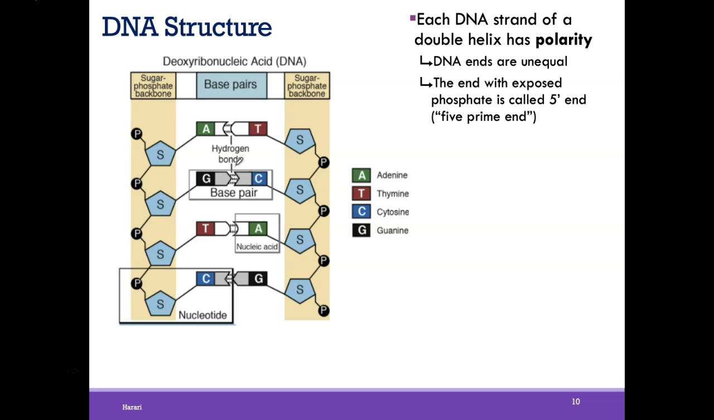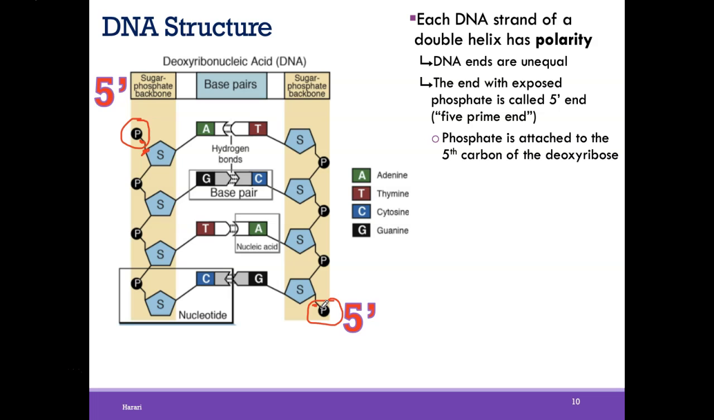Specifically, the end with the exposed phosphate is called the 5' end. And just so you know, it's because this is the 5th carbon in the sugar. And that's why the phosphate's attached to the fifth carbon in the sugar. That's a side point. But for now, you should know that the end with the phosphate sticking out is called the 5' end. Right? It's attached to the fifth carbon of the deoxyribose. The other end of the strand is called the 3' end.